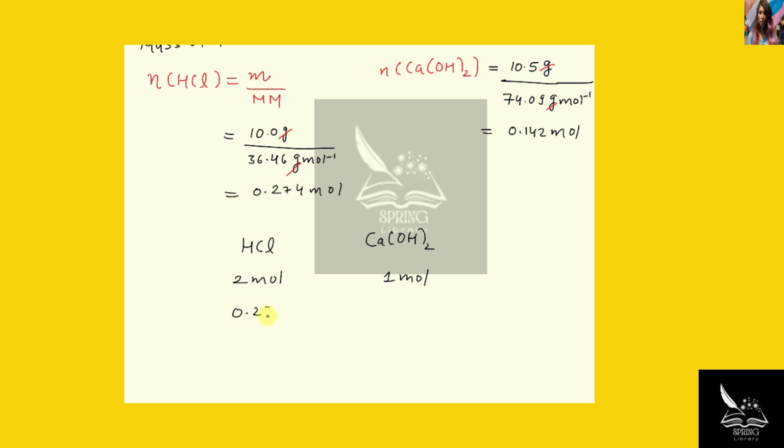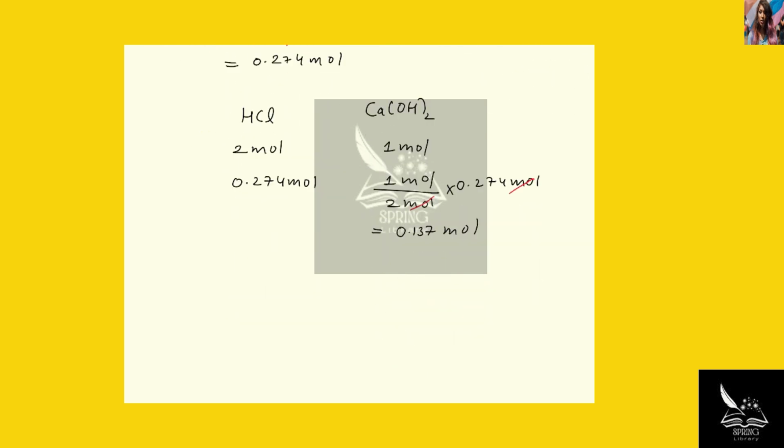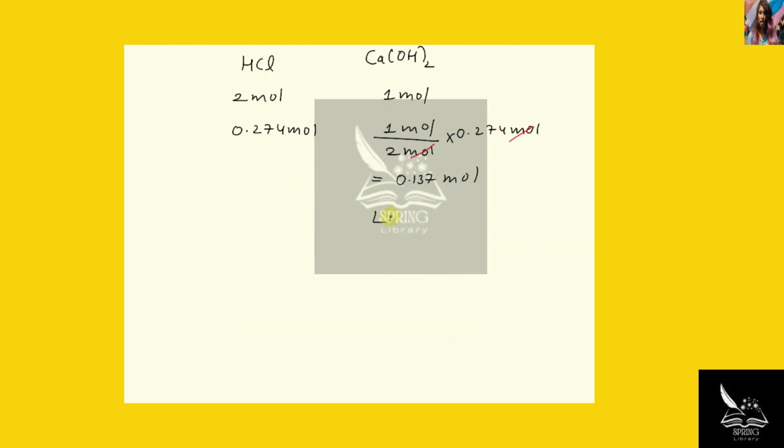We have 0.274 moles of HCl. It will react with 1 mole divided by 2 moles times 0.274 mole. Now we can eliminate the mole unit, and on solving, we get moles of calcium hydroxide that reacts with HCl equals 0.137 mole. But we have 0.142 moles of calcium hydroxide. It means HCl will be consumed in the reaction and calcium hydroxide will be the excess reactant, but the yield of water and calcium chloride will depend upon HCl, which is the limiting reactant.